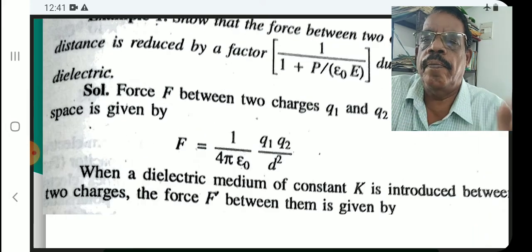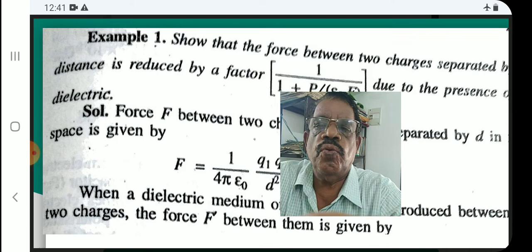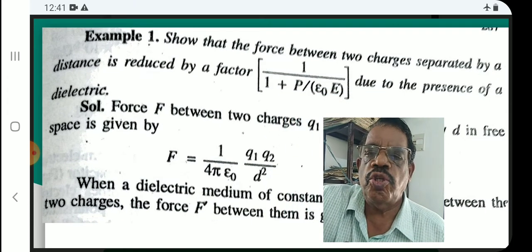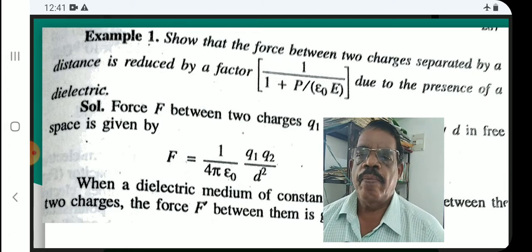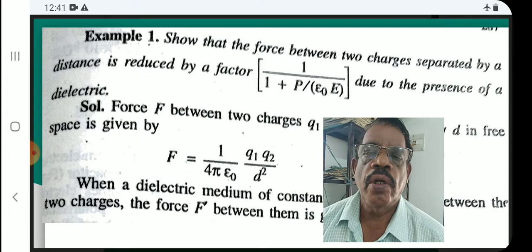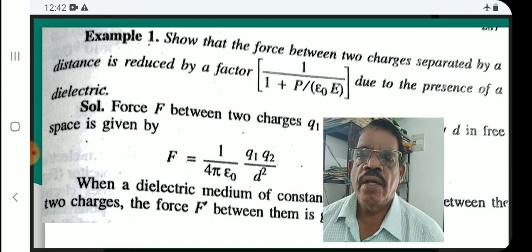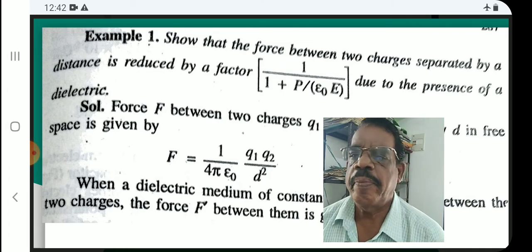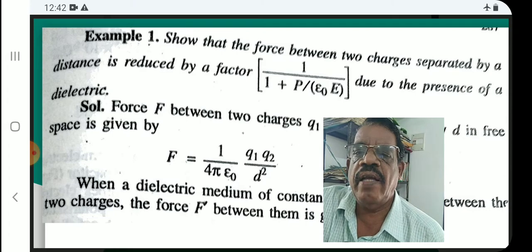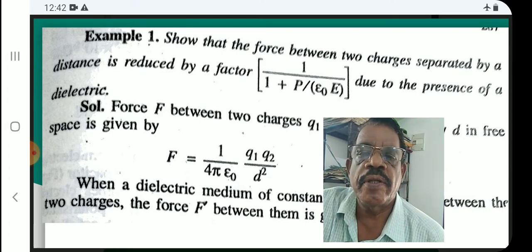Show that the force between two charges separated by a distance is reduced by a factor 1 by 1 plus P by epsilon 0 E due to the presence of a dielectric. The problem is: show that the force between two charges separated by a distance is reduced by a factor 1 by 1 plus P by epsilon 0 E due to the presence of a dielectric.